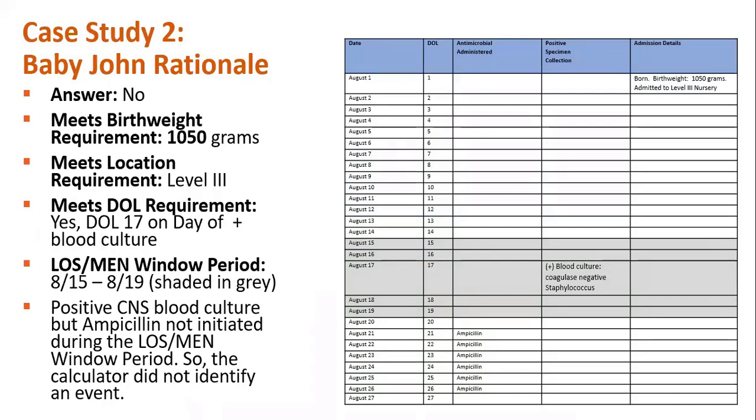The answer would be no. Baby John meets the birth weight requirement, the location requirement, and also the day of life requirement on the date of event. The positive blood culture with coagulase negative staph creates an 8/15 to 8/19 late onset sepsis men window period. However, the ampicillin was not initiated in the 8/15 to 8/19 late onset sepsis window period. So an NLCBI-2 is not met, and the late onset sepsis men calculator did not identify an event.